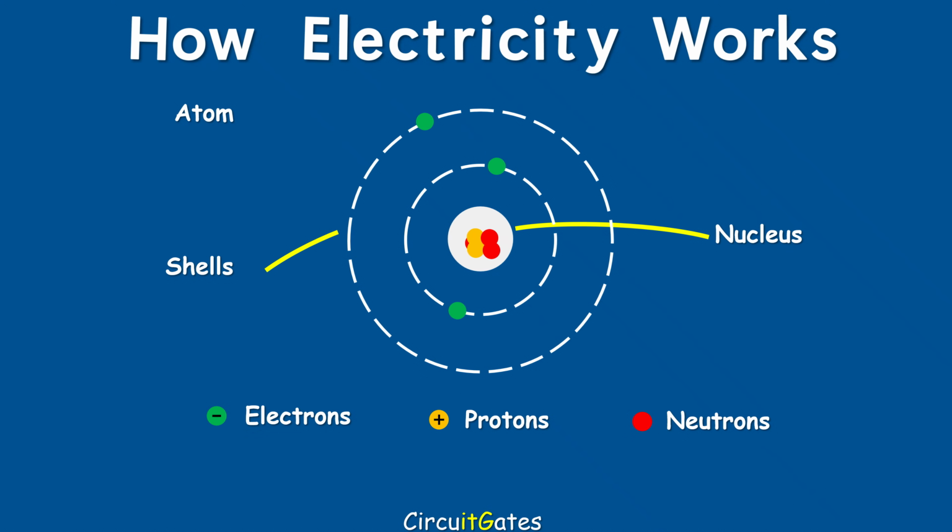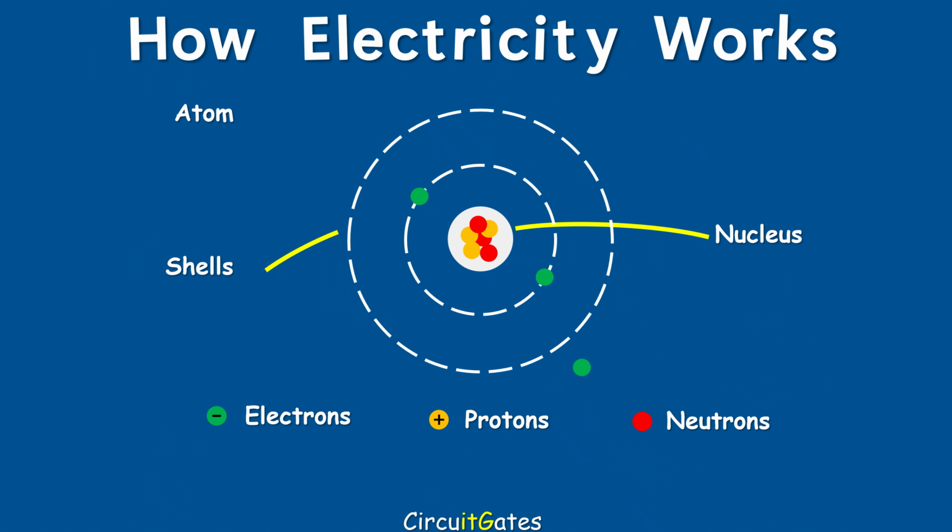Since unlike charges attract each other while like charges repel each other, the negative charges found on electrons and positive charges found on protons are unlike, so they attract each other. Since protons are contained inside the nucleus, they can't move. They attract electrons toward the nucleus so that electrons can't jump to other shells of nearby atoms.